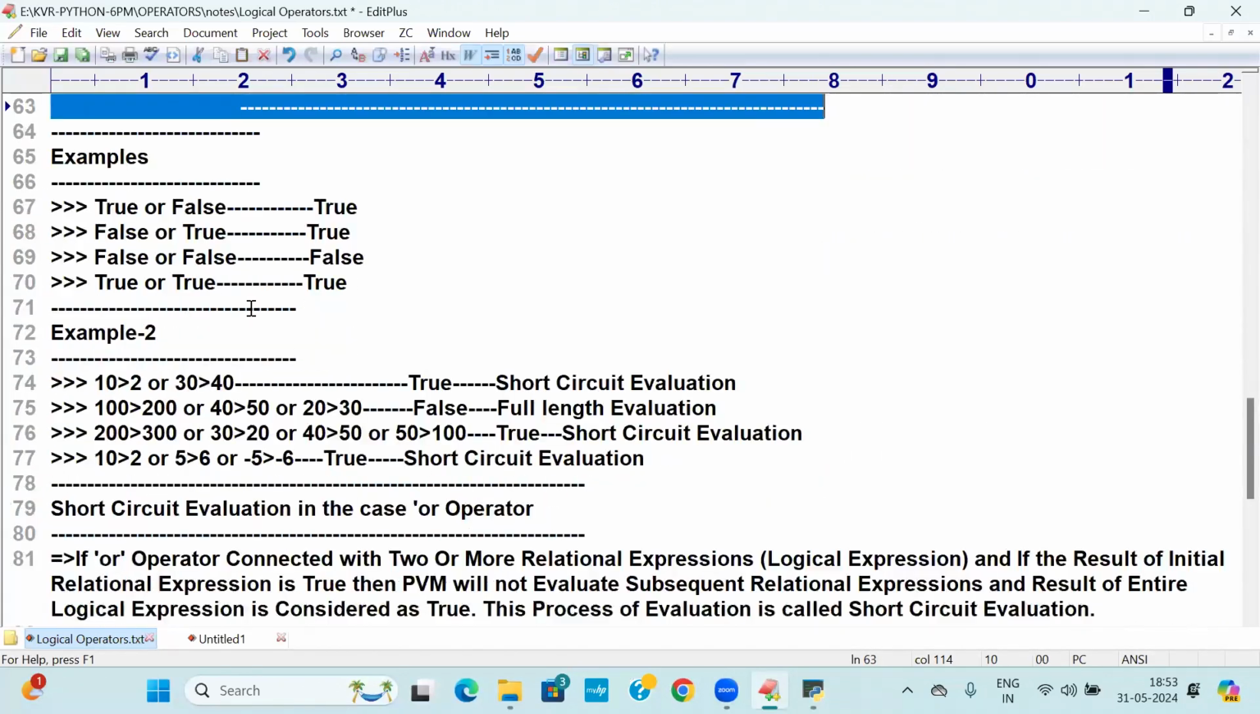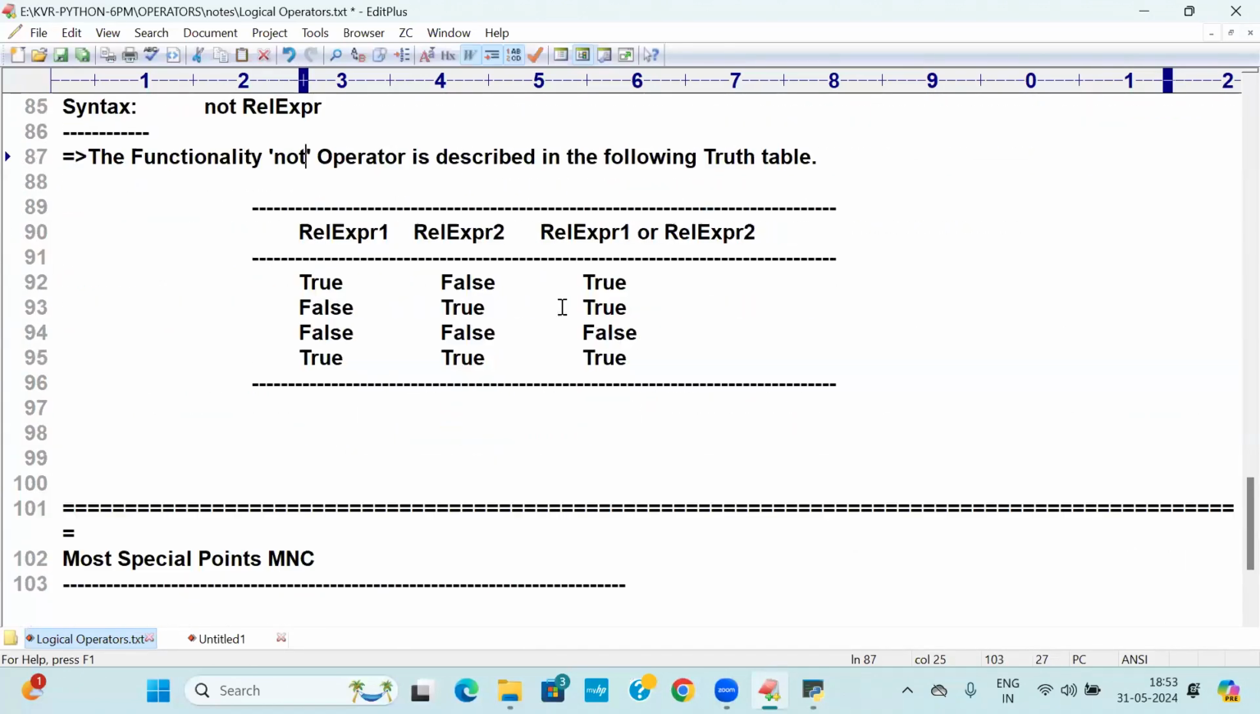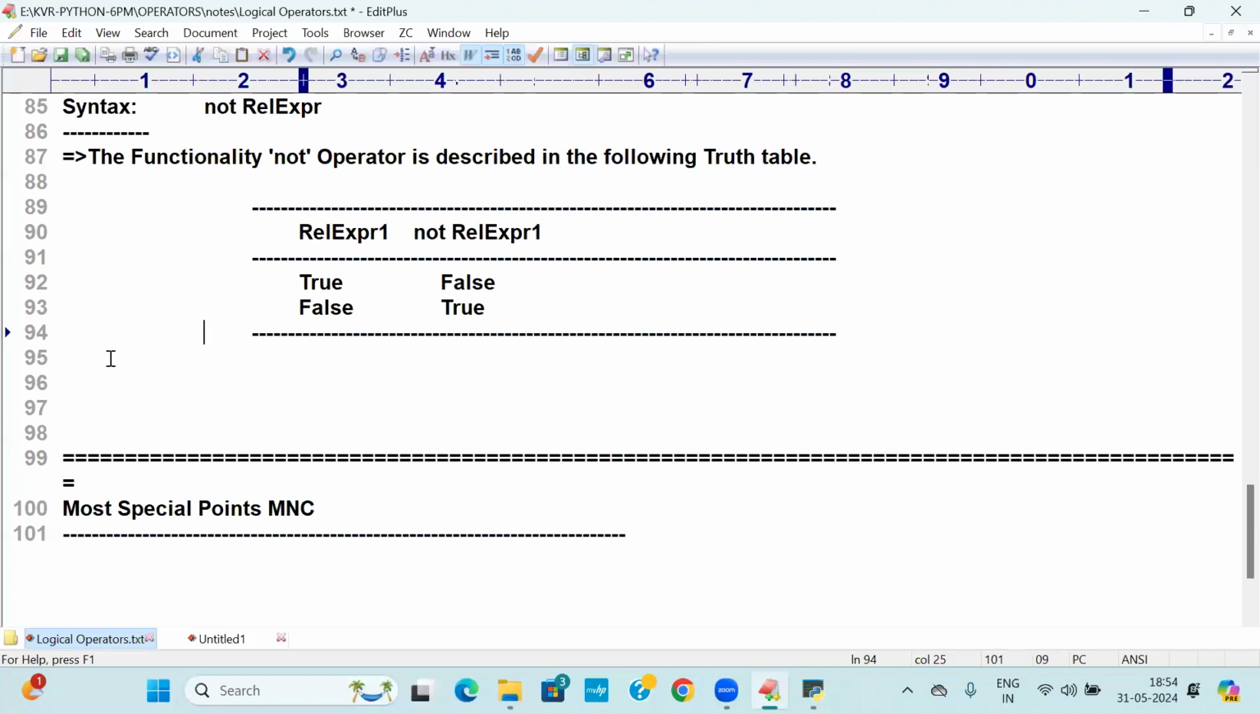So here the functionality of the not operator is described in the following truth table. We need not write this entire story. Remove that, remove this, and remove this entire thing. I'll write one only: not relational expression, original result is what? Not true is false. Not false is true. You have seen that example already. Are you following me? Right.